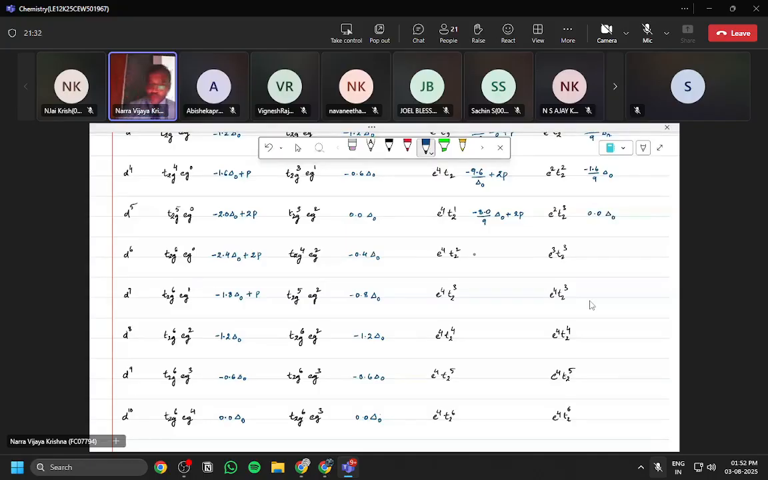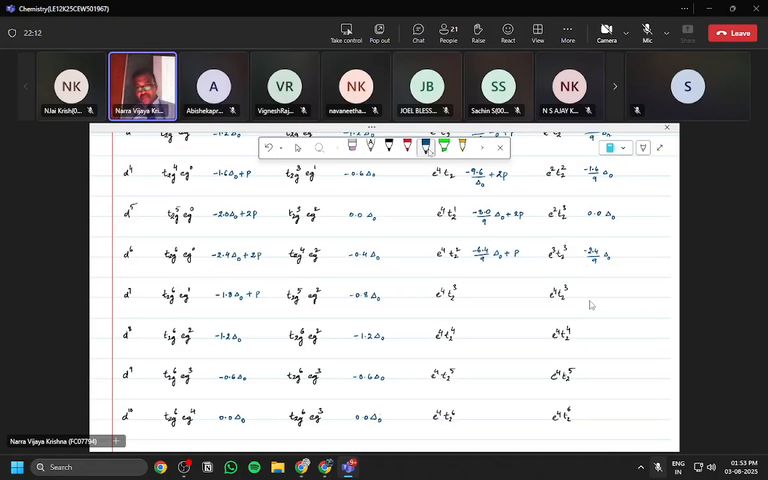Next. One more electron here, means another 0.4. Minus 1.6 into 4, 6.4. Correct? Is it minus 6.4 or not? Is there any pairing energy? 1p here, here also 1p. So what about this value? Minus 2.4 by 9 delta naught. No need to write pairing energy. Reason? Here one paired, here also one paired.